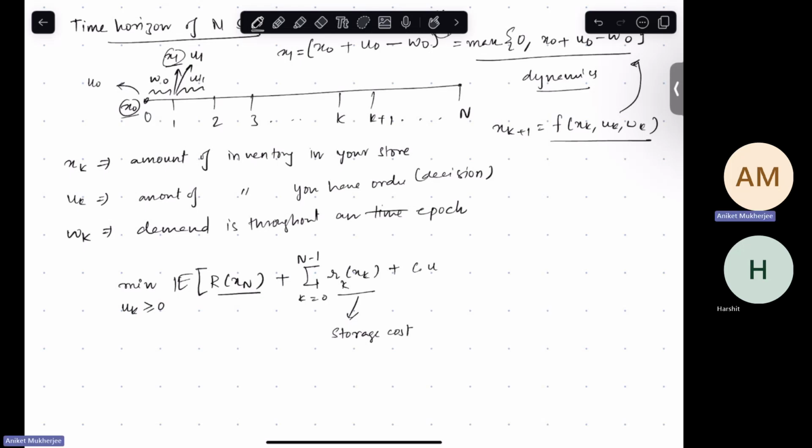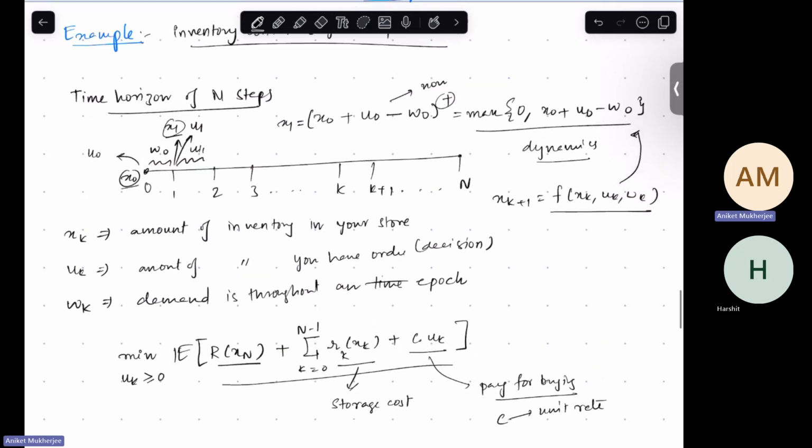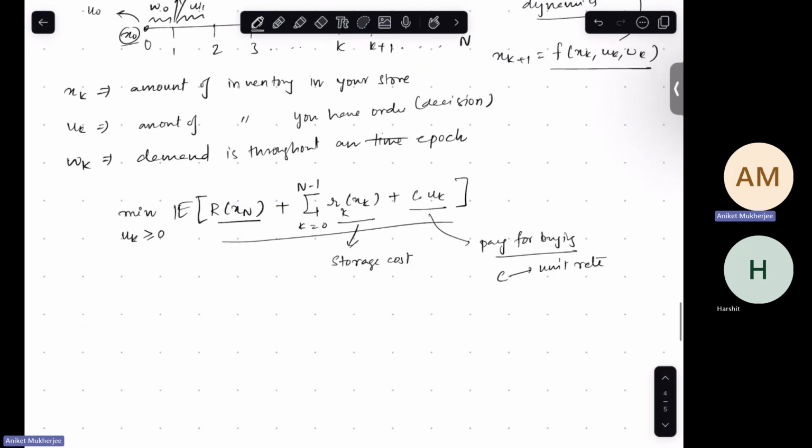plus C into u_k. So this cost is because you have ordered u_k amount of stock or inventory, you have to pay for buying that stock or buying that inventory. So C is the unit rate of the stock and you are buying u_k amount. So it's basically the cost that you're paying is C into u_k. And this is the cost that you have to minimize in the inventory control dynamics.